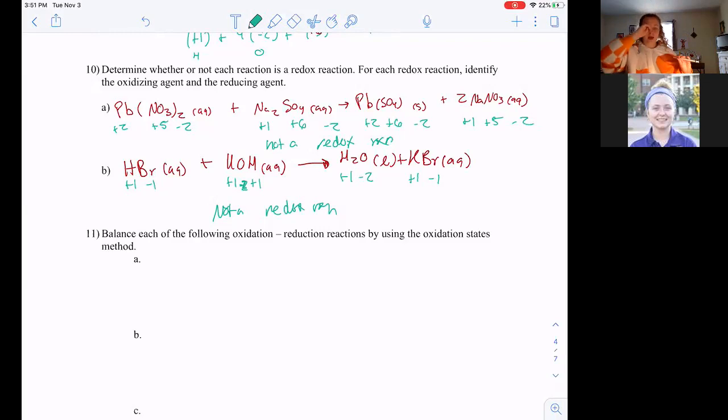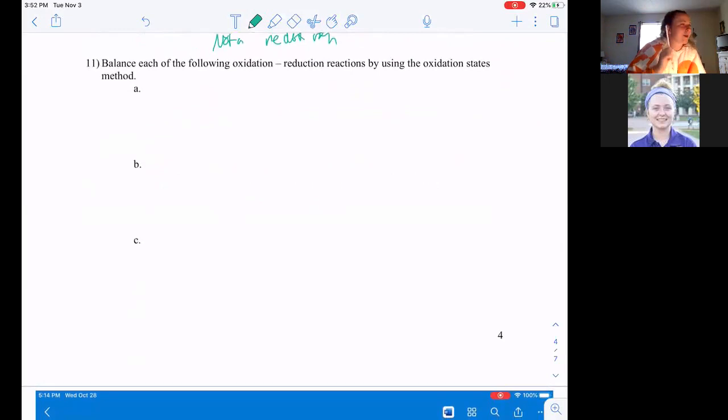And then we have to balance the following oxidation reduction reactions by using the oxidation state method. So, this is exhausting. Being smart's exhausting. Just kidding. Okay. Magnesium, which is a solid, has a 0 charge.